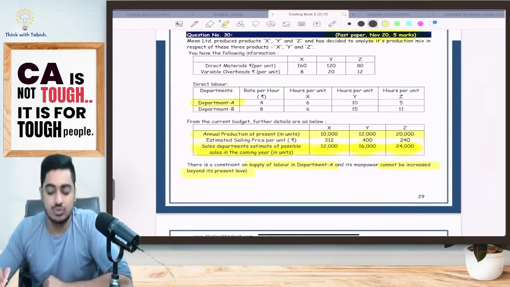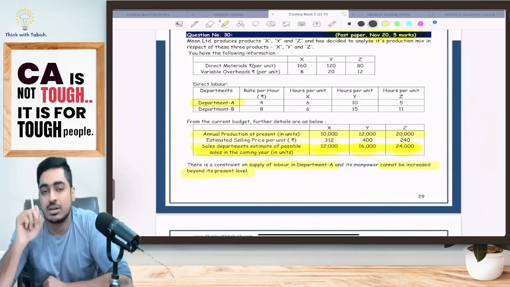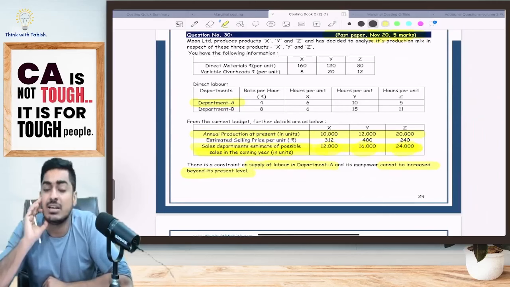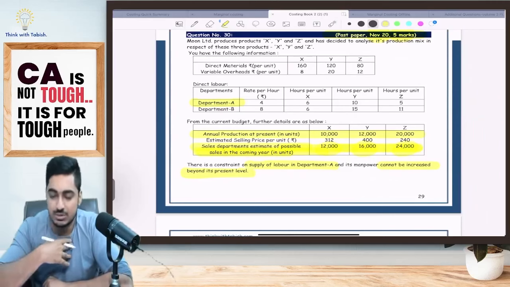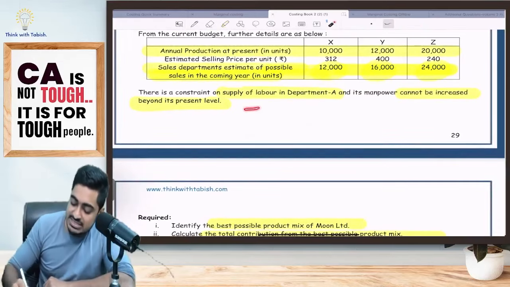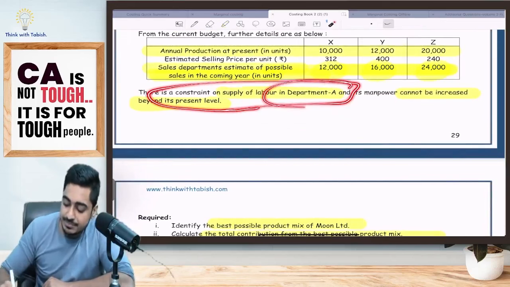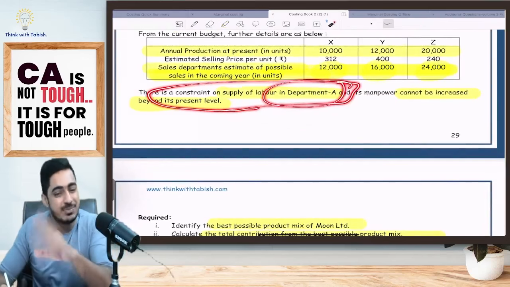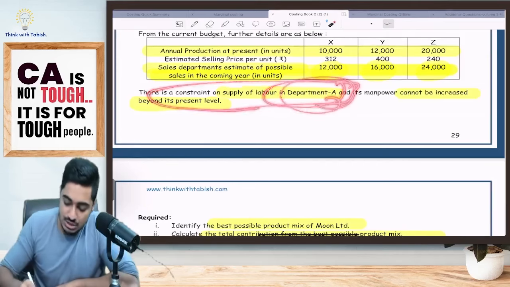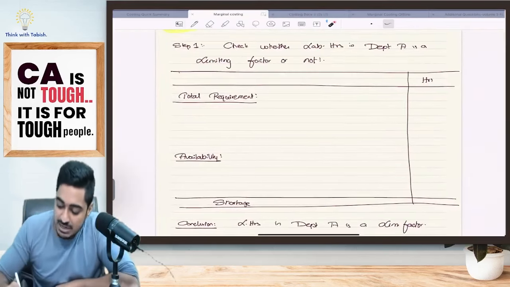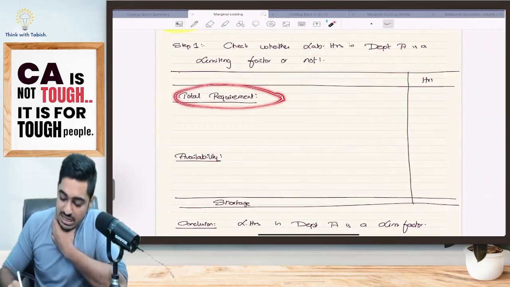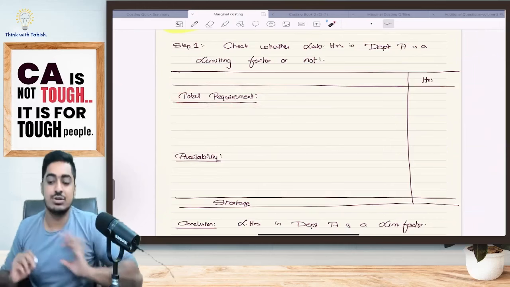Now understand one thing, students. Step 1 for a limiting factor question is always to identify whether your factor is a limiting factor or not. That is from a real life perspective. In exam, it is not required. Now look at this. Question has directly told me that there is a constraint in department A. That means there is no need to check if department A is a limiting factor or not in your examination. However, in real life, you have to check. So here I will just check if department A labor hours is a limiting factor or not. How do I check? I will see total how much is required, total how much is available. Based on that I will understand.